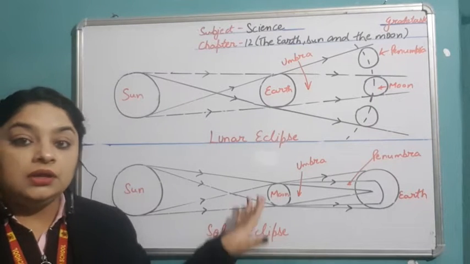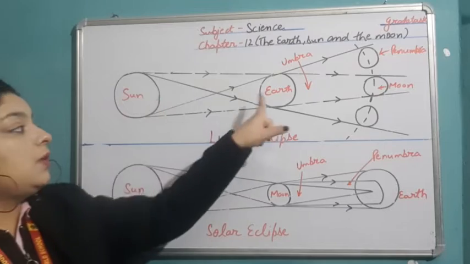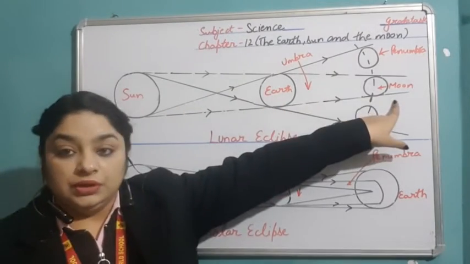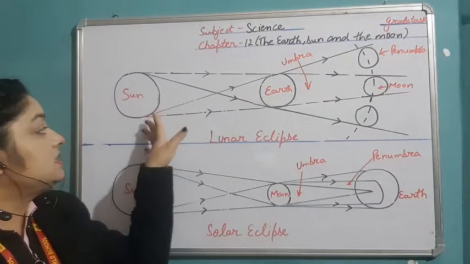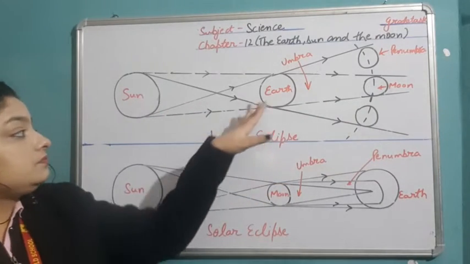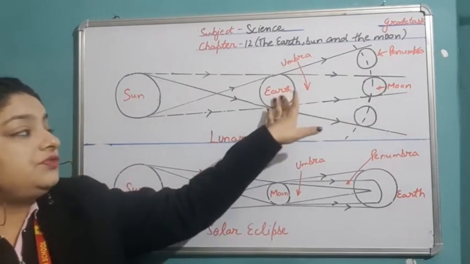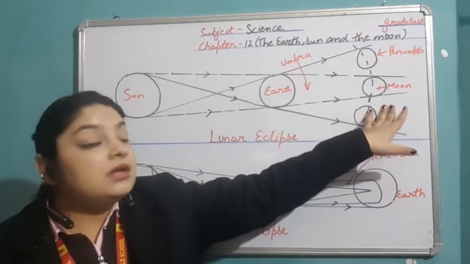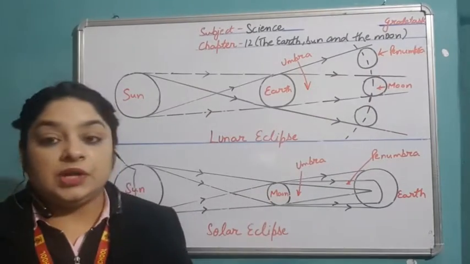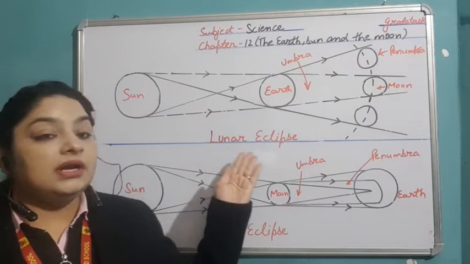Now first of all, lunar eclipse. What is lunar eclipse? Lunar eclipse happens when Earth comes in between sun and moon. When Earth comes between sun and moon, then lunar eclipse occurs. In actual, when Earth comes between sun and moon, the shadow of Earth falls on the moon. So in that case, moon is completely hidden. It will not be visible. This is known as lunar eclipse.